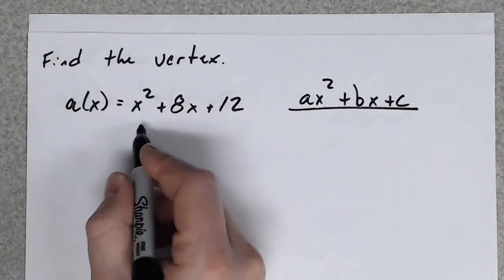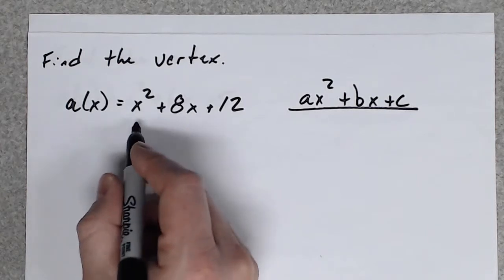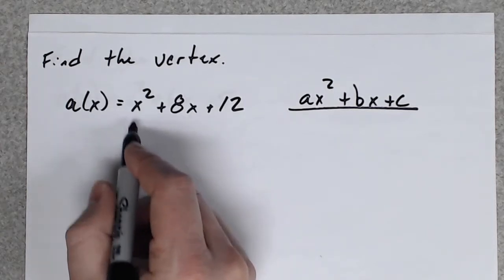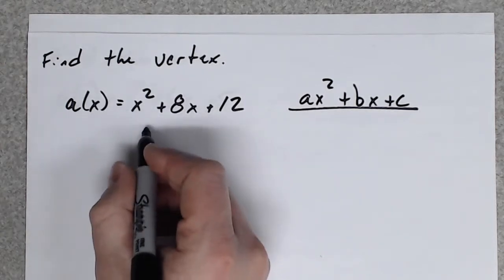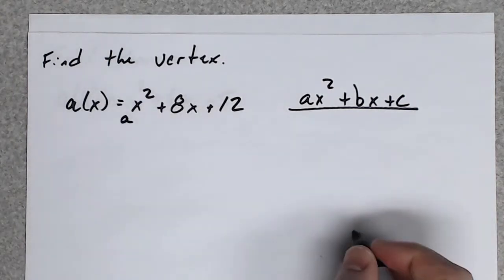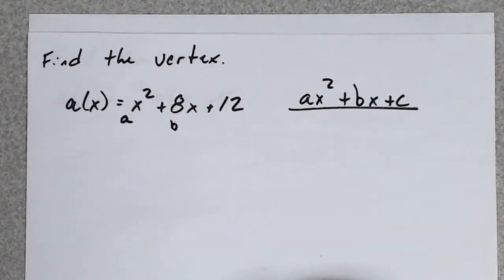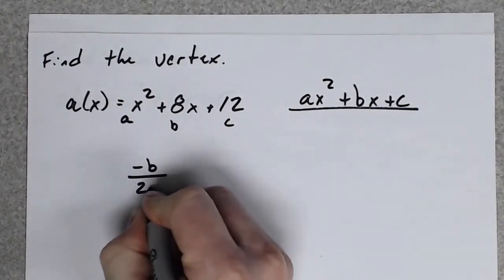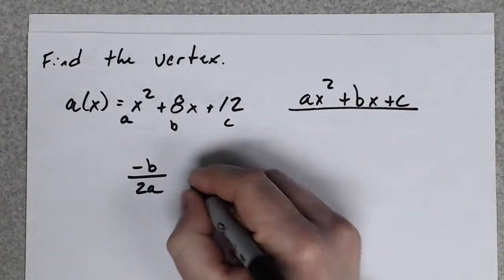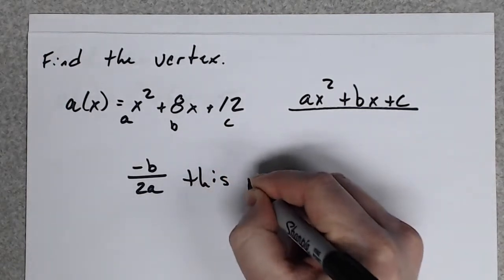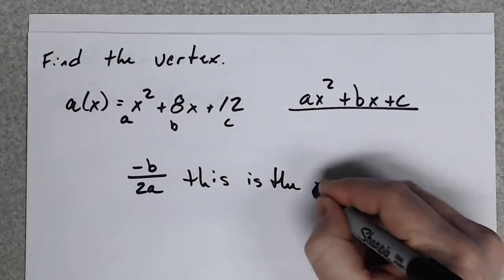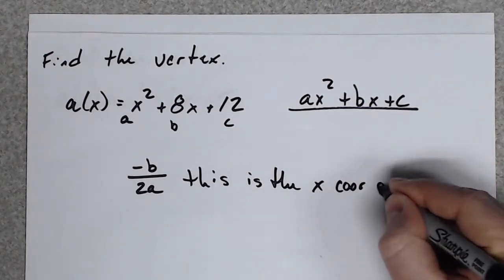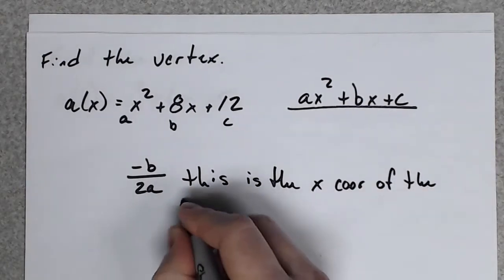So whenever you're given something in standard form and you want to find the vertex of this quadratic equation, the parabola that this thing graphs, your a value is in front of x squared, your b value is in front of x, your c value is the constant, and you're going to use the formula negative b over 2a. This tells you the x coordinate of the vertex.